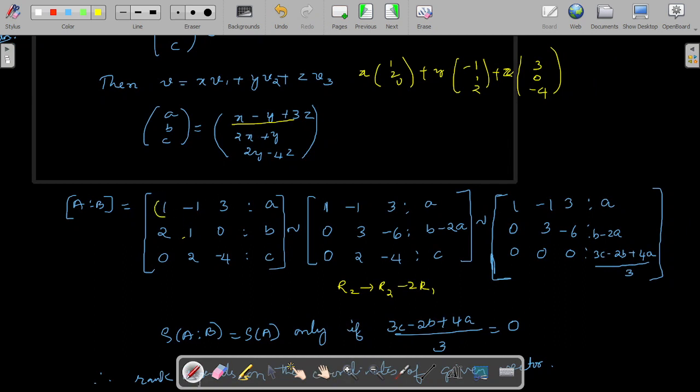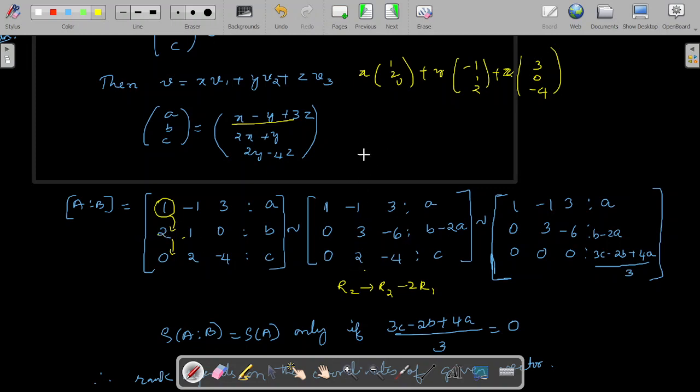Now the first non-zero entry of the first row is 1. The elements below the first non-zero entry should be 0 to say it is in the echelon form. The first element below the first non-zero entry of the first row is not 0, but the second entry is 0. No need to make this entry 0, it is already 0. Now to make the second row's first entry 0, I have to apply the elementary operation R2 changes to R2 minus 2 into R1. So no change in the first row, write it as it is. No change in the third row, write it as it is.